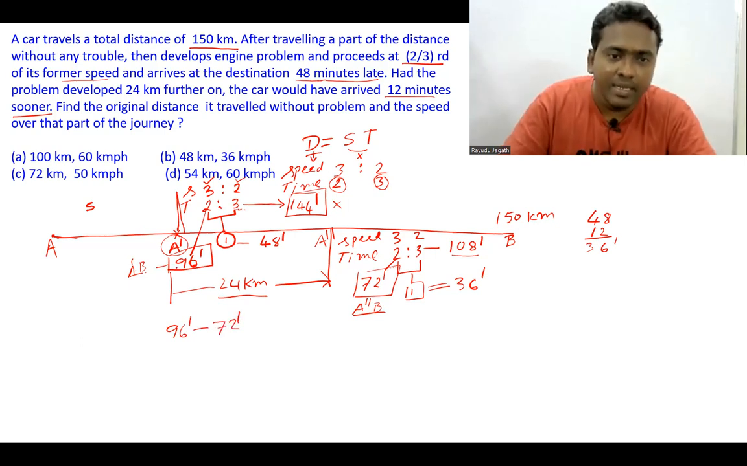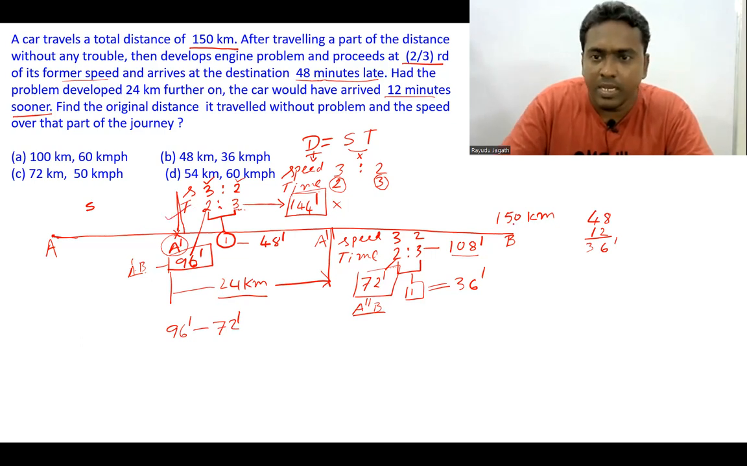I repeat clearly. A dash to B, that means from this point to the destination, it took 96 minutes. A double dash to B, it took 72 minutes. So in between, the distance is 24 kilometers. So 96 minus 72, how much? It is 24 minutes. So 24 kilometers is covered in 24 minutes.